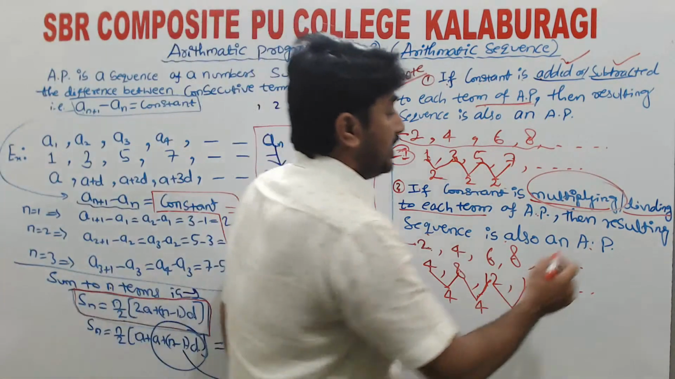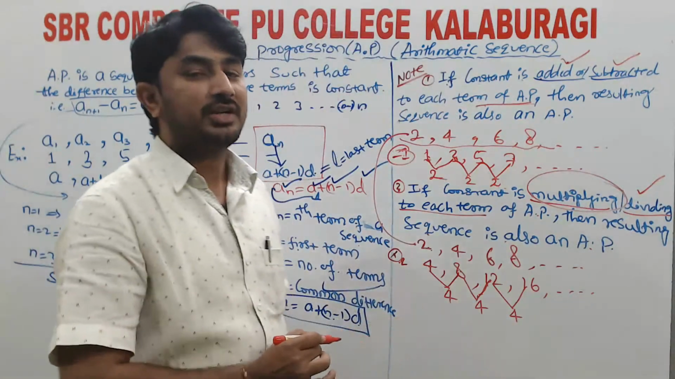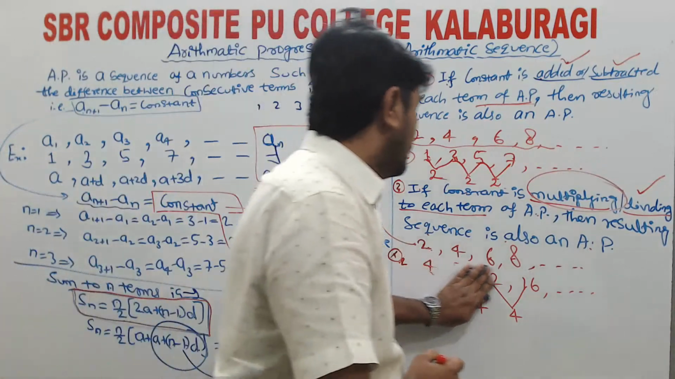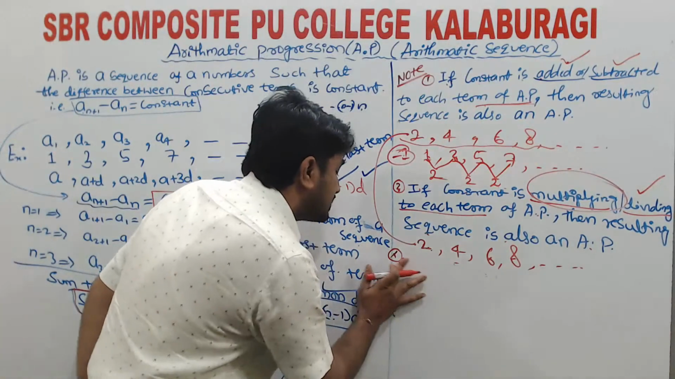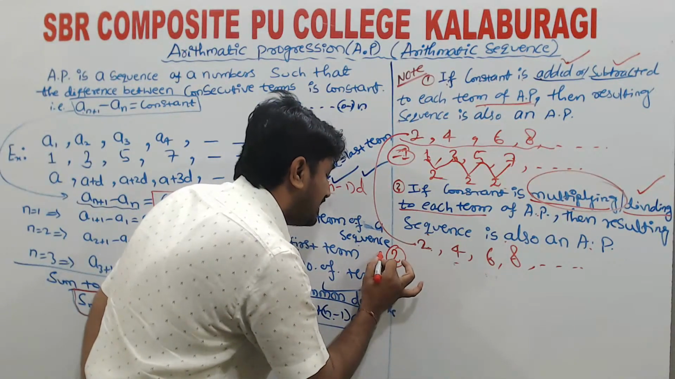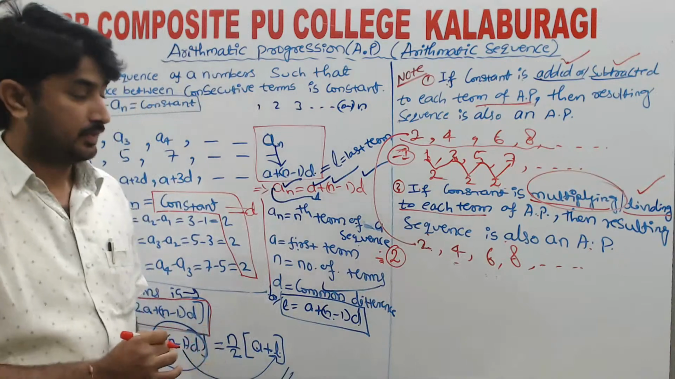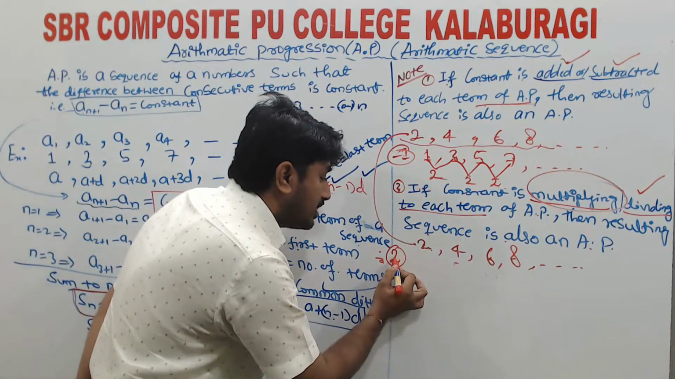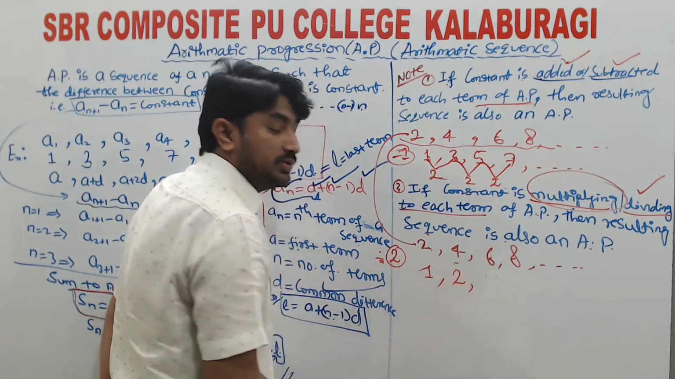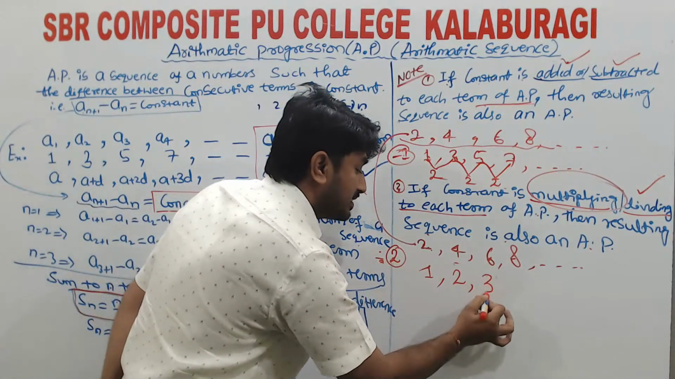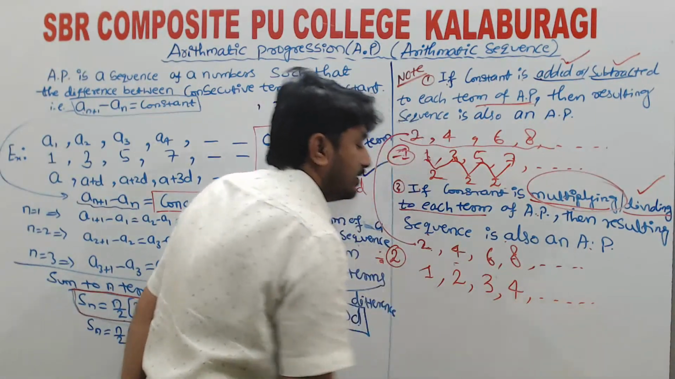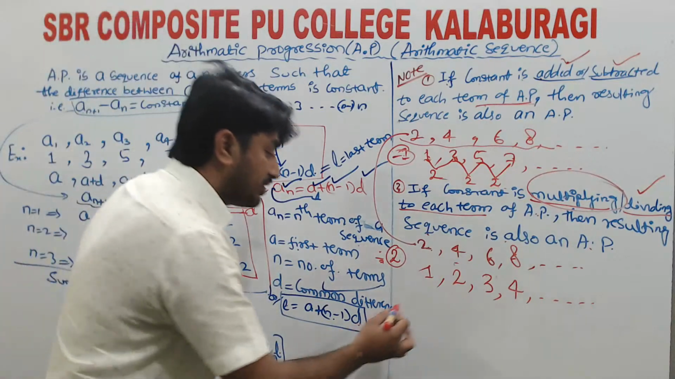Again, last one, divide each term of the given arithmetic progression by a constant. I am dividing these sequences by 2, dividing each term by 2. Here 2 divided by 2 becomes 1, 4 divided by 2 becomes 2, 6 divided by 2 becomes 3, 8 divided by 2 becomes 4, and so on. Check whether it is in the form of an AP or not.